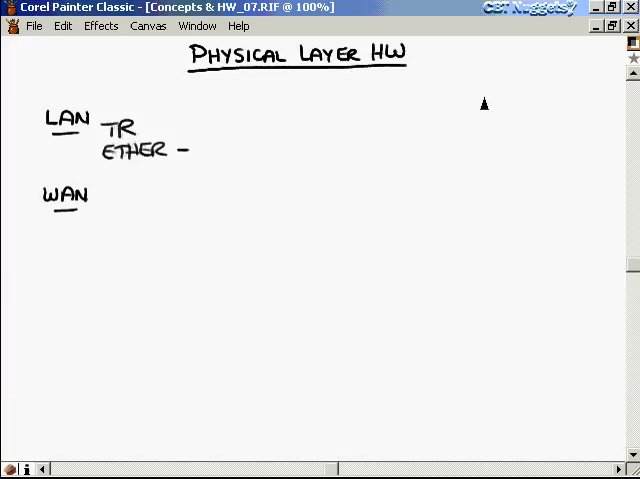Of course, there are many other types of WAN connectors or serial connectors. Examples are V.35, DB25, and the list goes on seemingly forever. I just showed you one type of WAN connector.